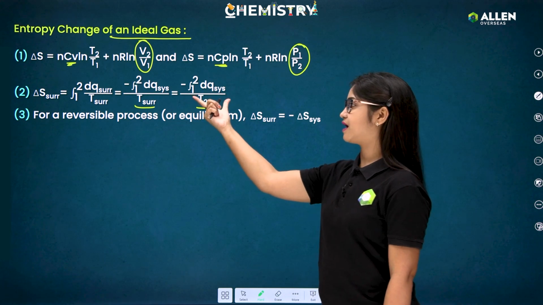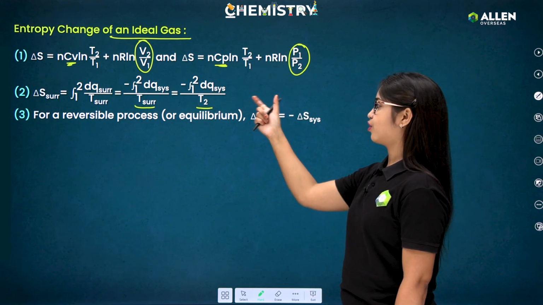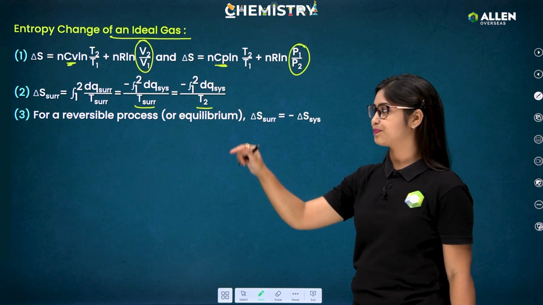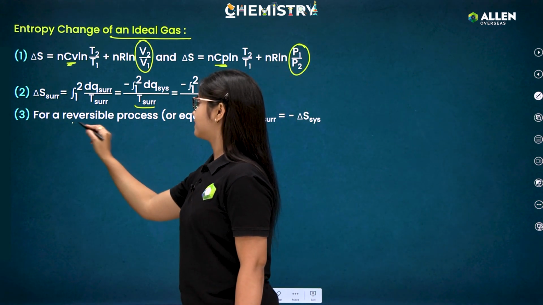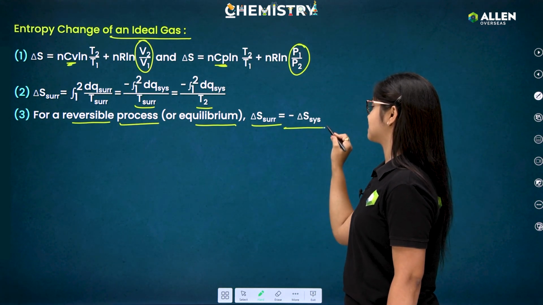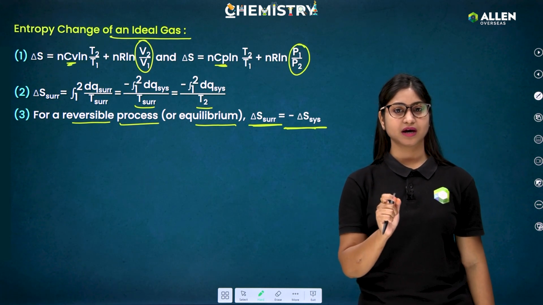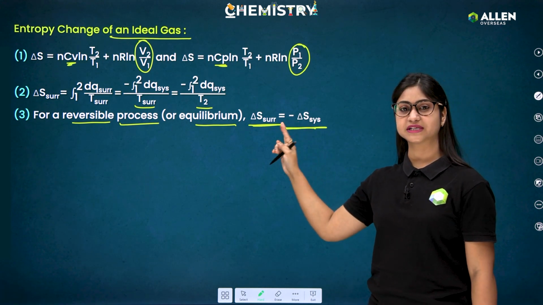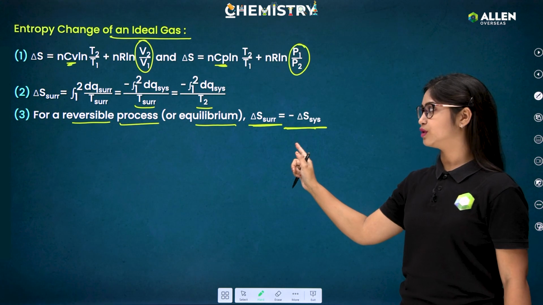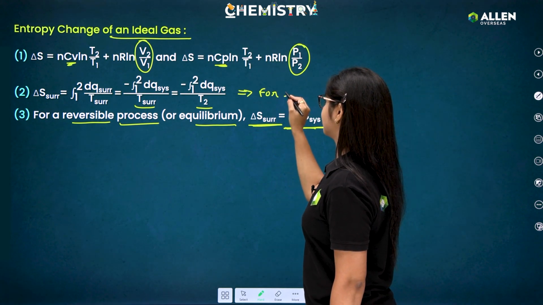So this formula we have to use to find out the delta S surrounding for the irreversible process. Because for a reversible process, or equilibrium, we know delta S surrounding and delta S system both have the same magnitude, just with opposite sign. So basically this formula you have to use for an irreversible process.